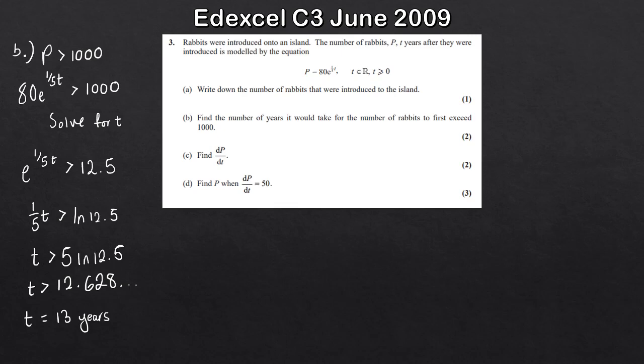for our final answer. Obviously, if this was 12.2, for example, you wouldn't round it down. It would still be 13 years because we're part way through the 12th year. So it will always round up in that sense. Okay, so that's part B.